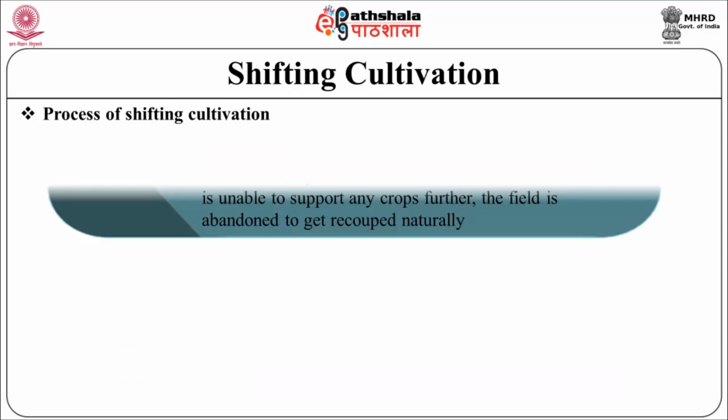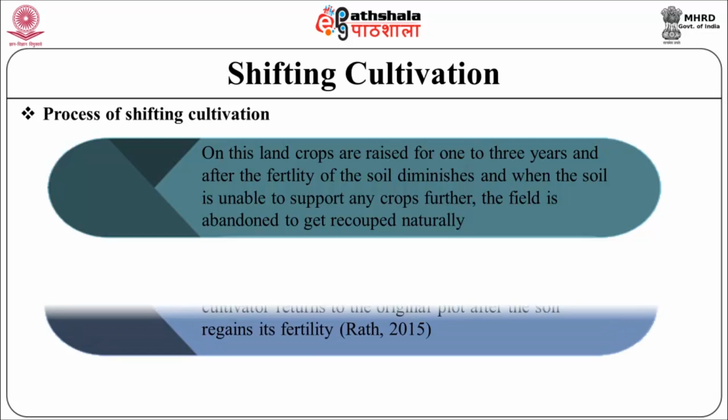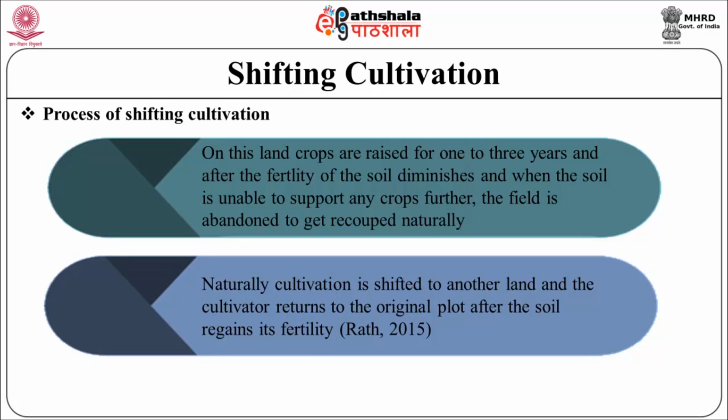On this land, crops are raised for 1 to 3 years, and after the fertility of the soil diminishes, the soil is unable to support any crop further. The field is abandoned to recover naturally. The cultivation is shifted to another land, and the cultivator returns to the original plot after the soil regains its fertility.